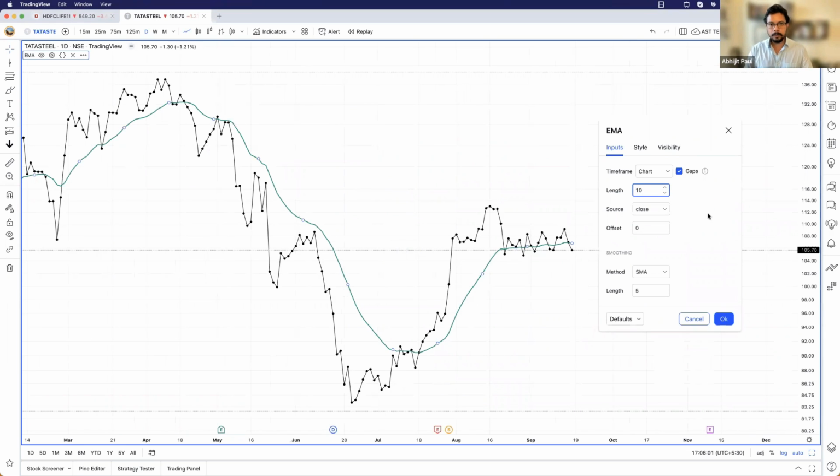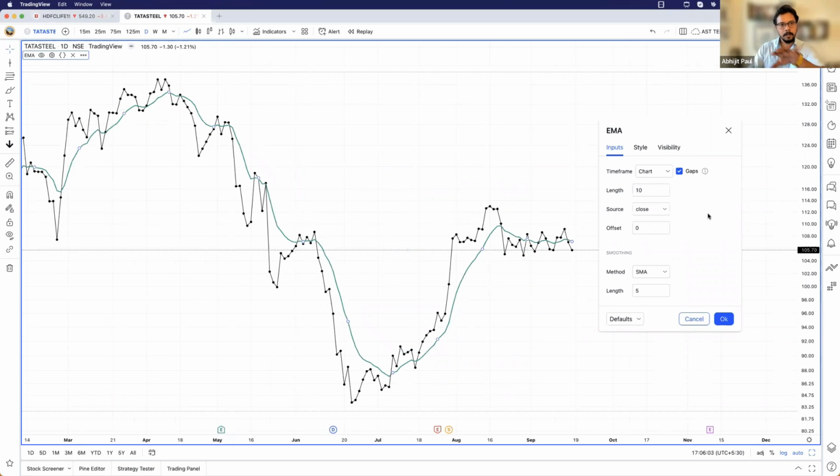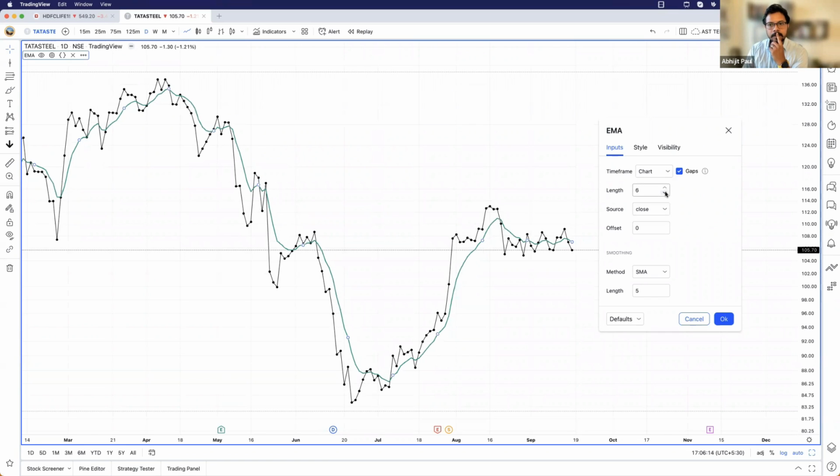20 को मैं 10 कर रहा हूँ. Just notice how the green line shifts. You see, the green line has shifted more towards the black line. It has gone close to the closing price. अब मैं इसको 10 को अगर reduce करता हूँ 9, 8, 7, 6, 5. You notice the 5 period average?